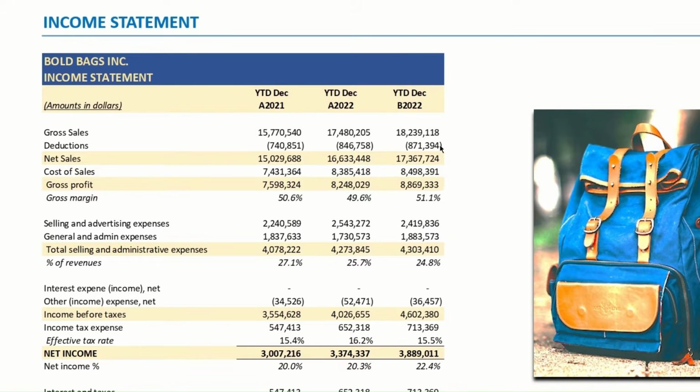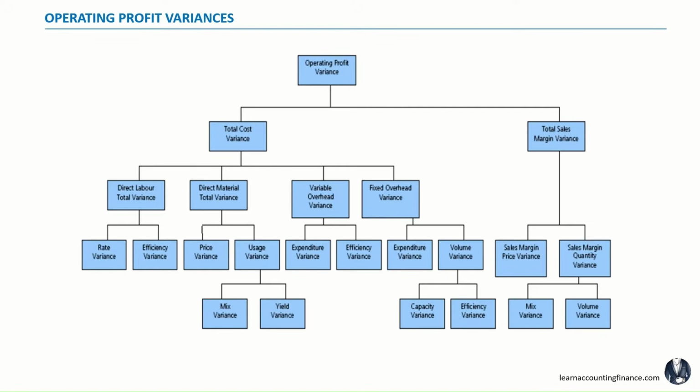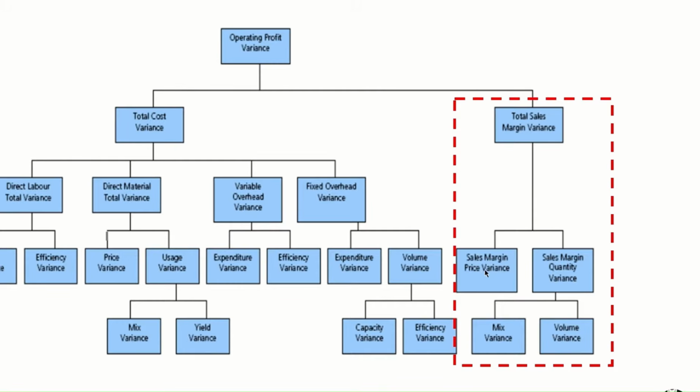Hope you are excited. One of the charts or diagrams that I really like when it comes to explaining any profit related variances is this one, adopted from the book of Costing from Lucy T, 1996. It gives us a very good summary of the overall variances, all of the variances that may impact the profit. And you can see it starts with the operating profit variance and then it breaks it down to total sales and cost. And within total sales, you have these variances which are called sales margin price and sales margin quantity variances. And within quantity, you have volume variance and mix variance.